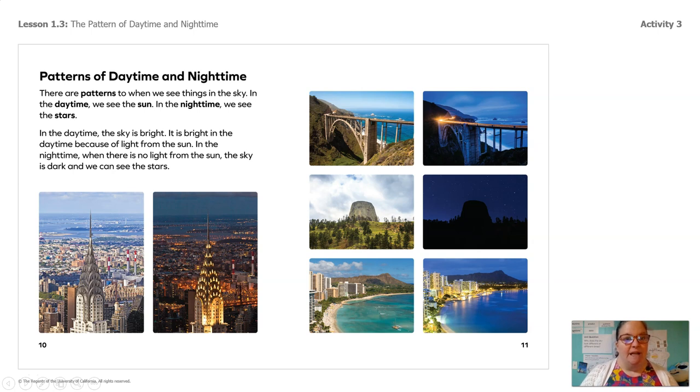Patterns of daytime and nighttime. There are patterns too when we see things in the sky. In the daytime, we see the sun. In the nighttime, we see stars. In the daytime, the sky is bright. It is bright in the daytime because of light from the sun. In the nighttime, when there's no light from the sun, the sky is dark and we can see the stars.